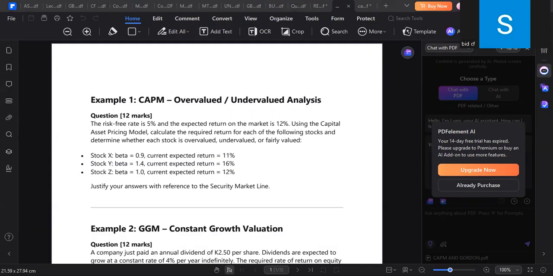So for stock X, we'll compare it to the 12%. If we get anything below 12%, we are going to say it is what? We're going to say that it is overvalued. If we get above 12%, it means that it is undervalued. So let's calculate. What is the formula for expected return?